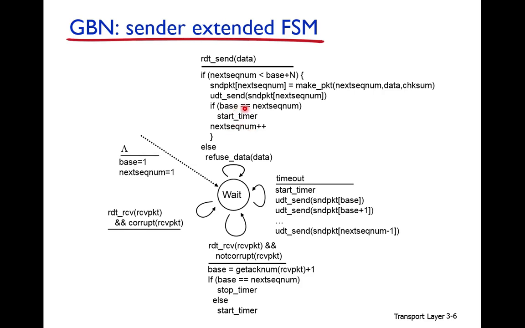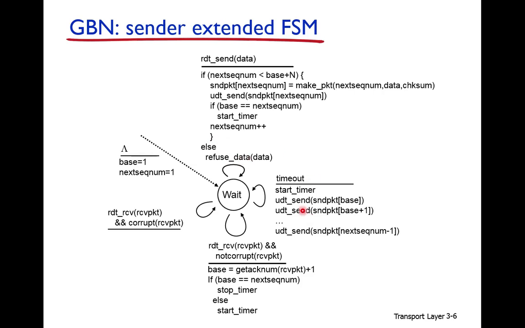But if the base is not equal to the next sequence number, it means that the timer is already running, so we don't start the timer. So we start the timer only when the base is equal to the next sequence number. What does it mean? That this is the first packet to be transmitted. Okay, and if the next sequence number is greater than or equal to base plus N, what does it mean? It is the else case. It means that N packets are sent and their acknowledgement is not received, so the window is full. Okay, so we cannot send any more data.